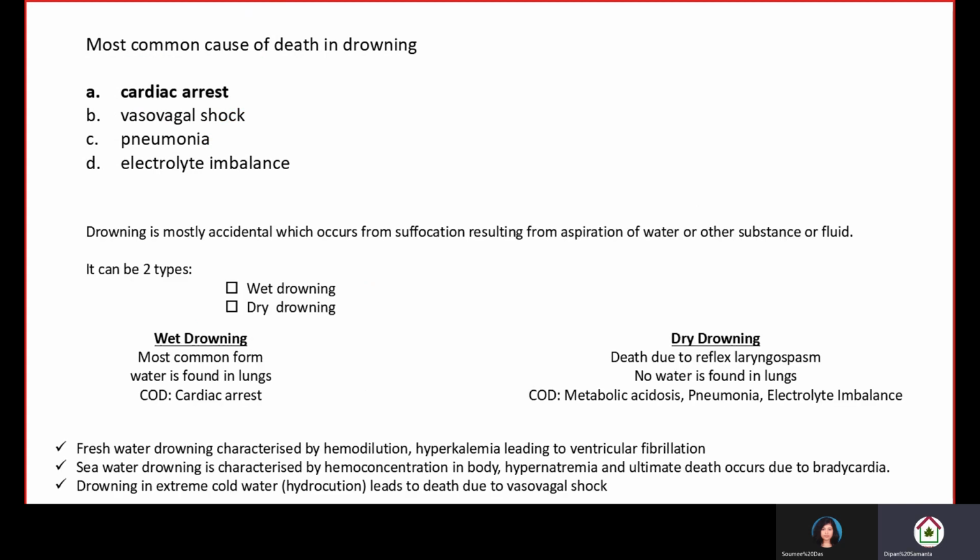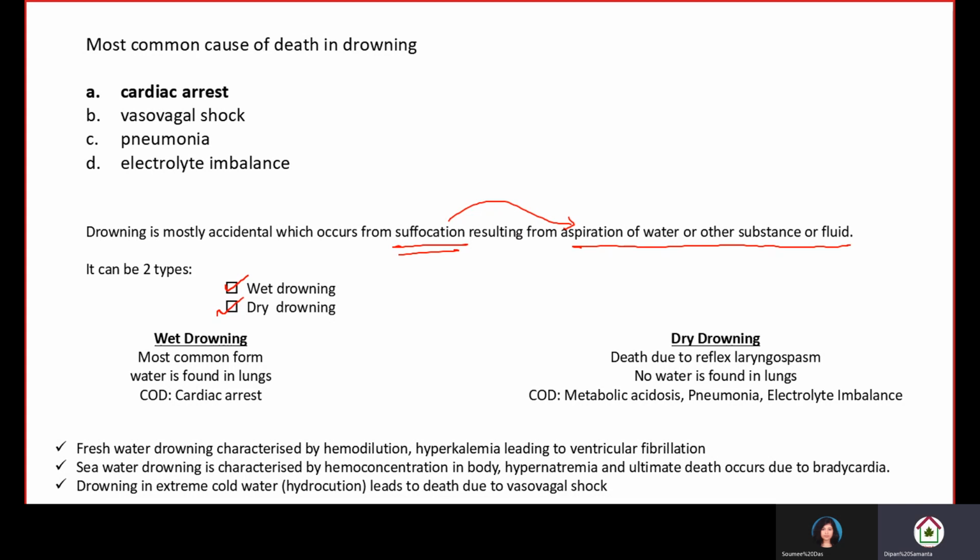is cardiac arrest. Now, drowning is mostly accidental, occurring from suffocation resulting from aspiration of water. So it is kind of suffocation due to aspiration of water or other substance or fluid. It can be of 2 types. One is wet drowning, another is dry drowning.